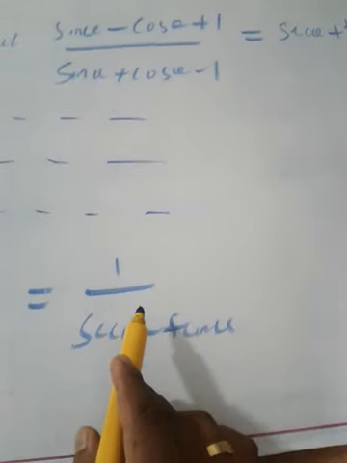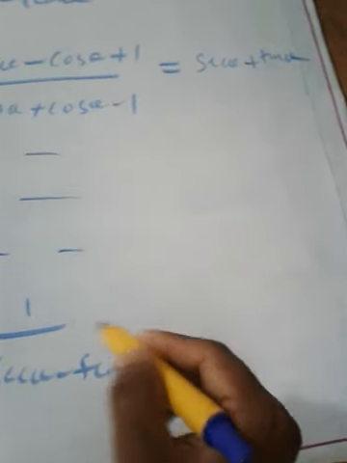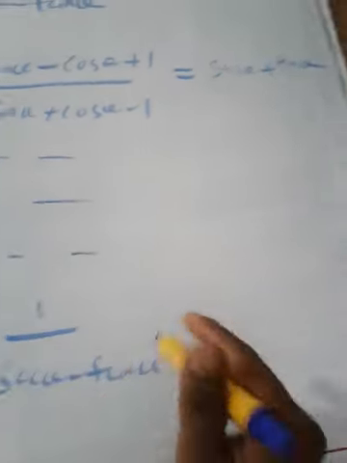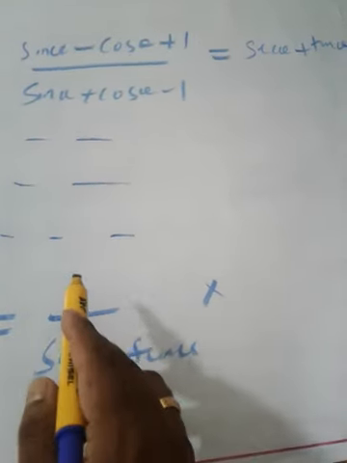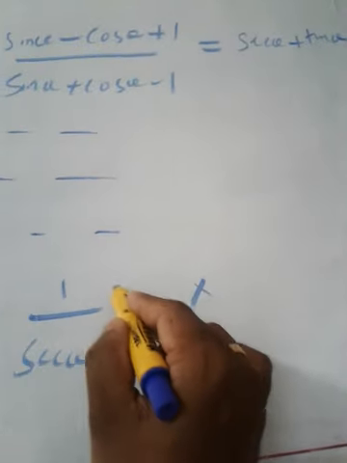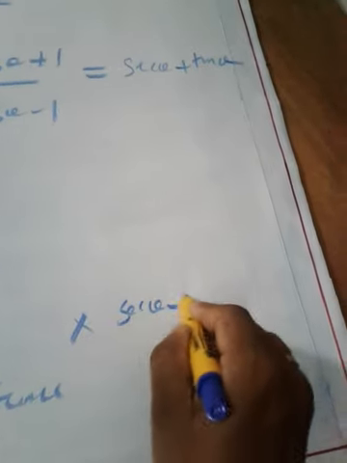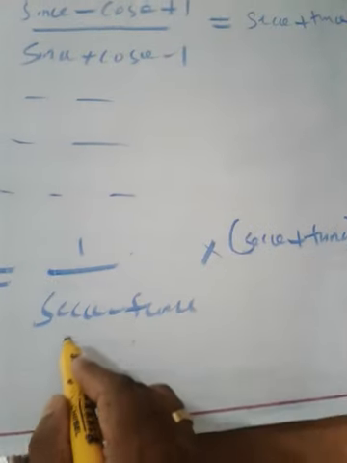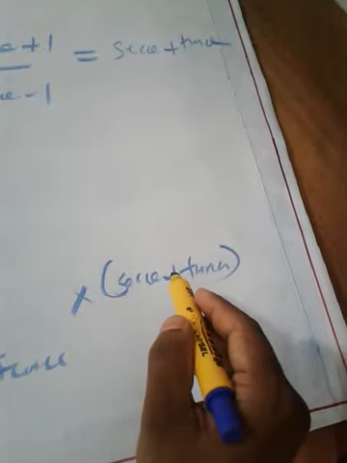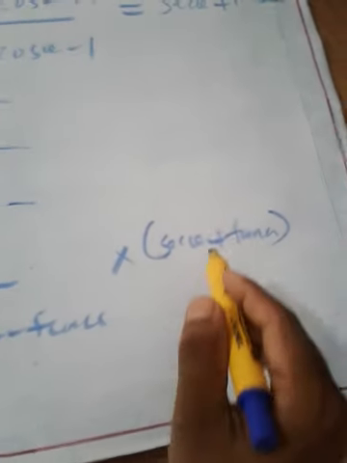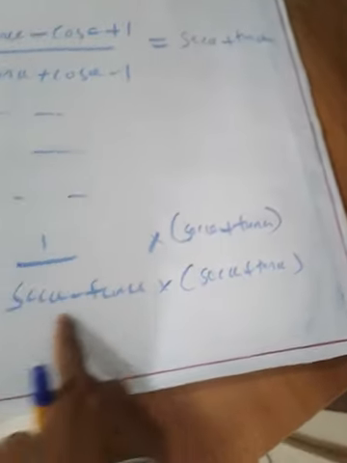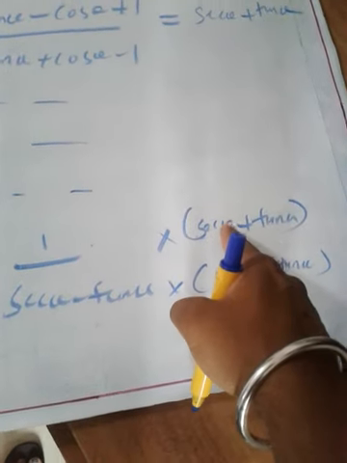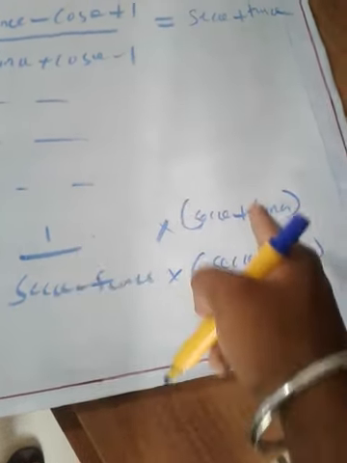Here the term is 1 by sec theta minus tan theta. We know how to reach this much, we already explained it just now. In the next step, I'm going to multiply both numerator and denominator by sec theta plus tan theta. You can ask me why, but you will understand in the very next step. For sec theta minus tan theta, take the conjugate, which is sec theta plus tan theta. Multiply numerator and denominator by sec theta plus tan theta.